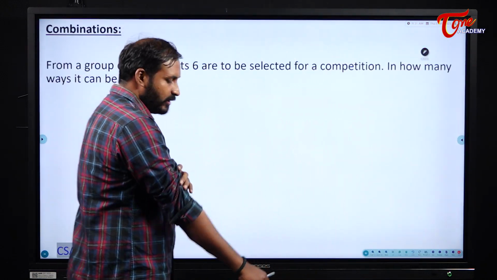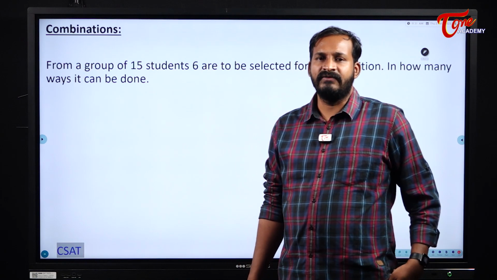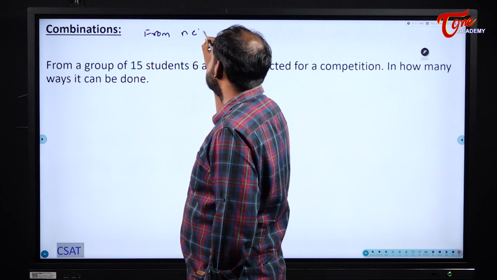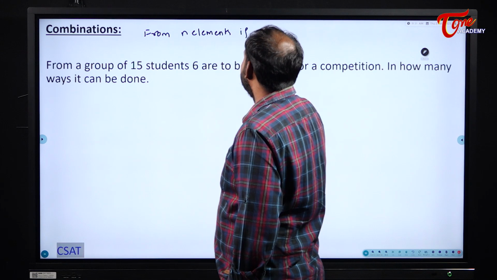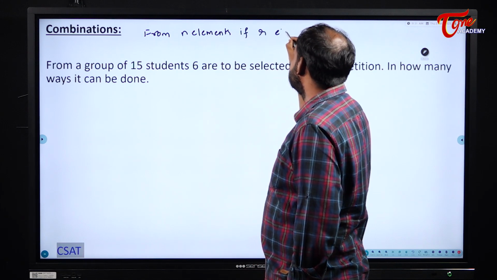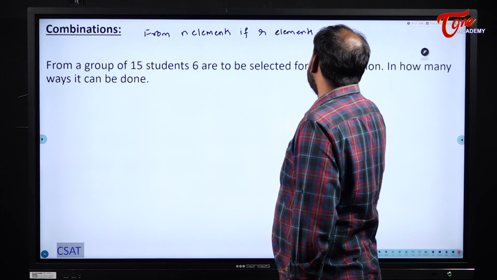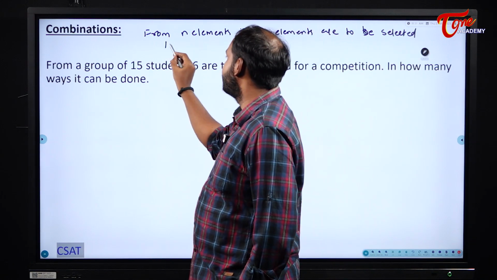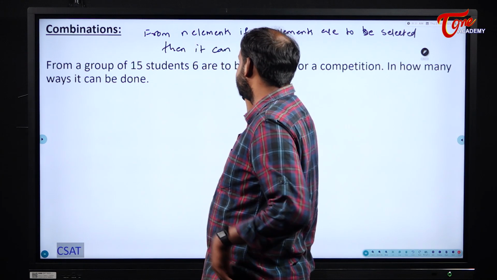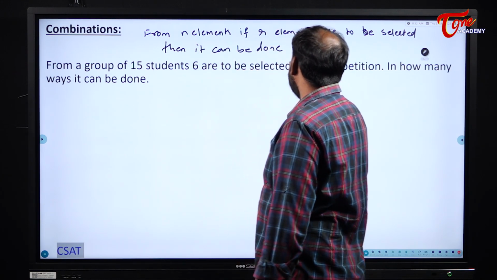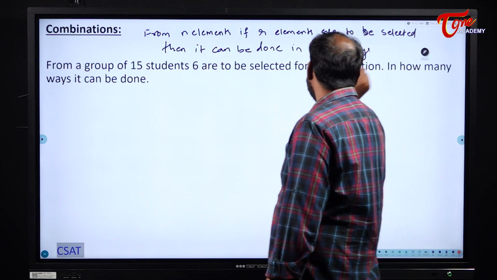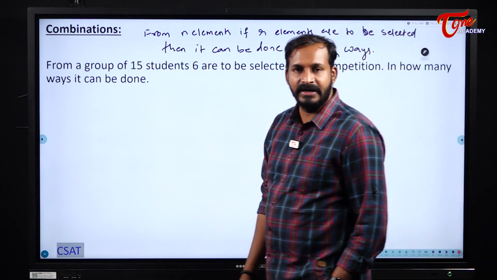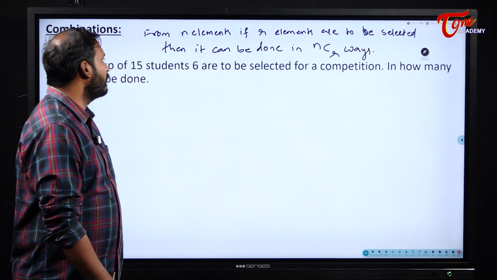See here, if from n elements I need to choose r elements, that is, if r elements are to be selected from n different elements, then it can be done in NCR ways. It can be done in NCR ways. Now come to our question.